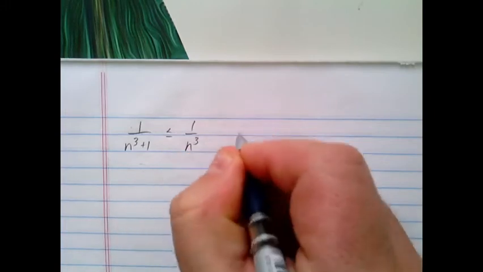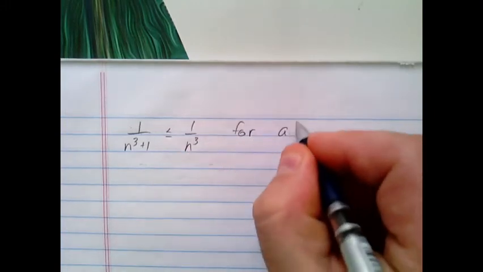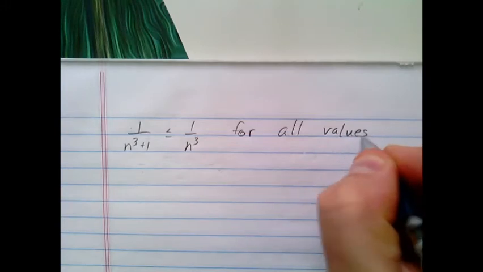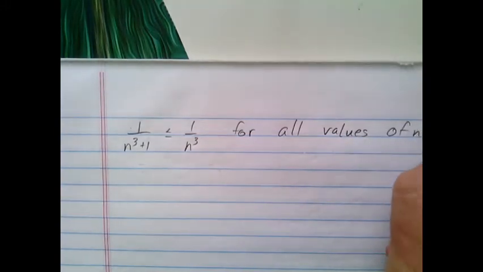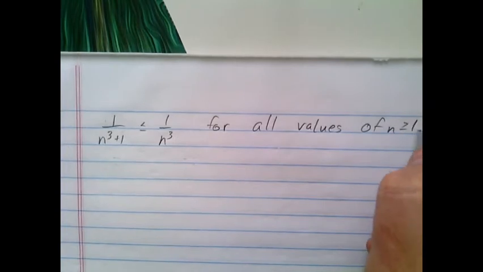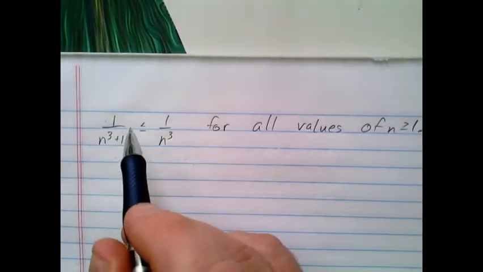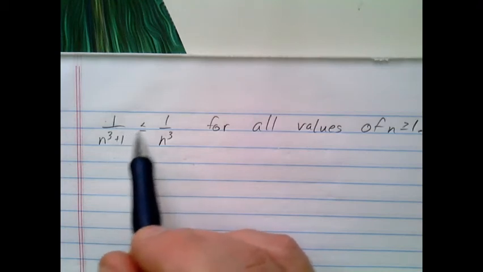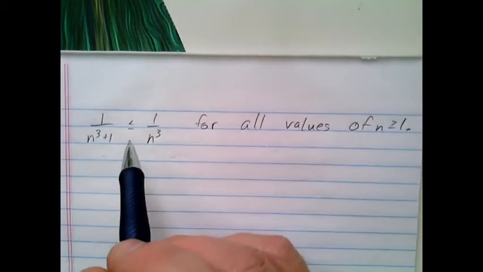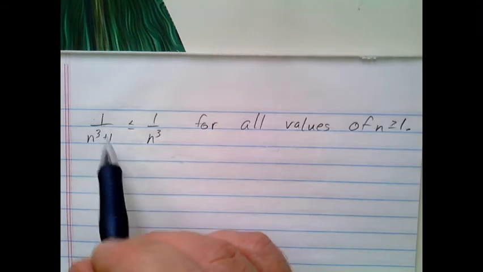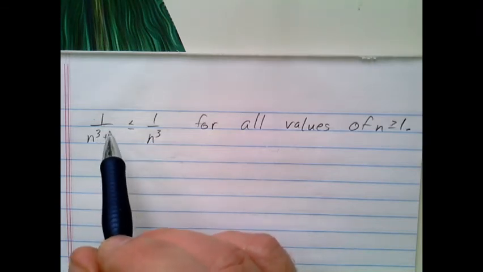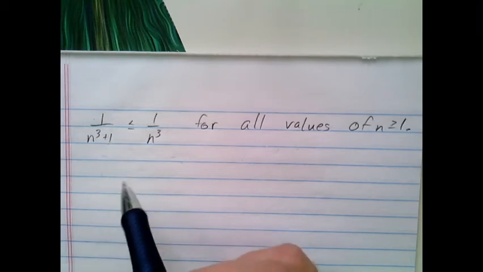So here's how we would make the argument. We would say 1 over n cubed plus 1 is less than 1 over n cubed for all values of n greater than or equal to 1. Now sometimes this part of the problem actually takes quite a bit of thought and maybe even some algebraic derivation. But in this case, it's really just something that's true by inspection. If the only difference between two fractions is that one has a larger denominator, then it must be smaller.